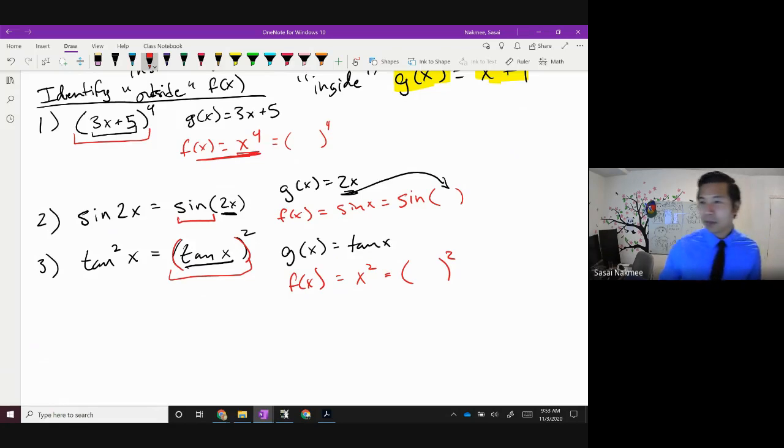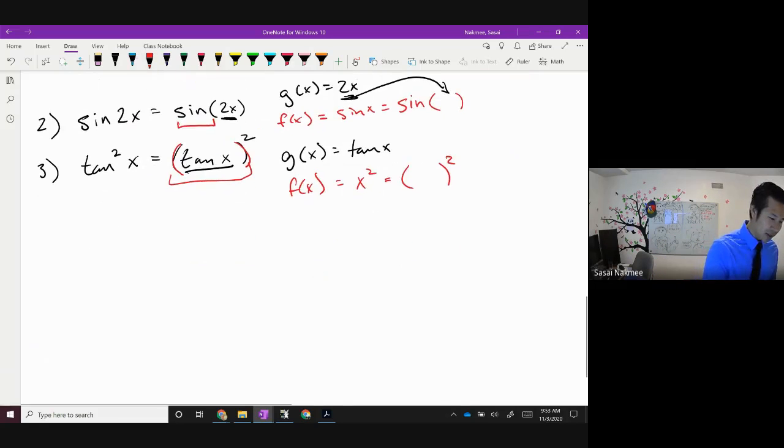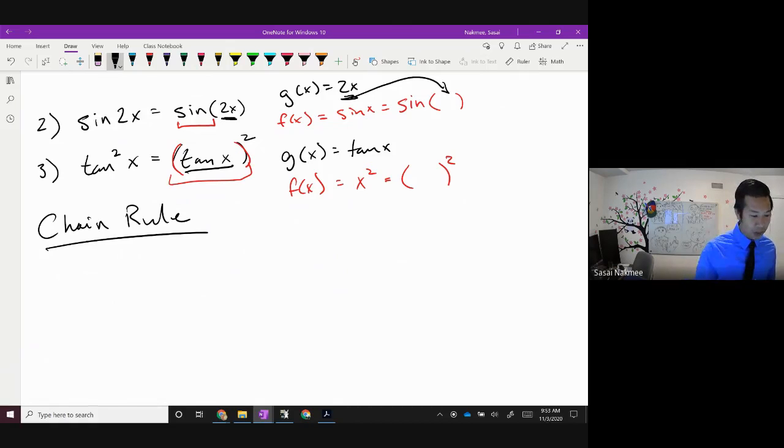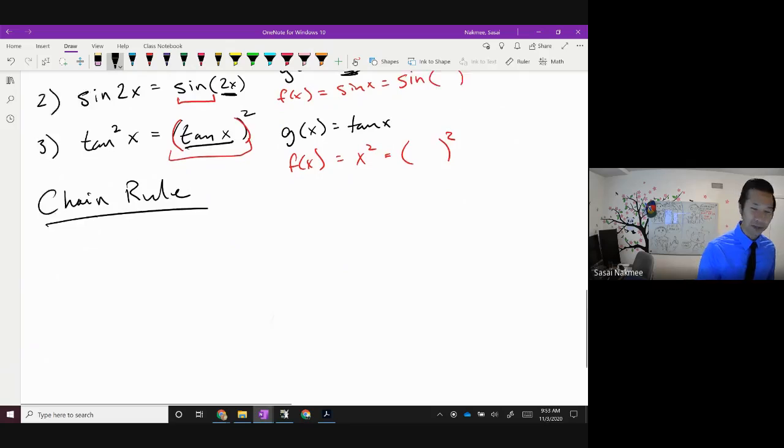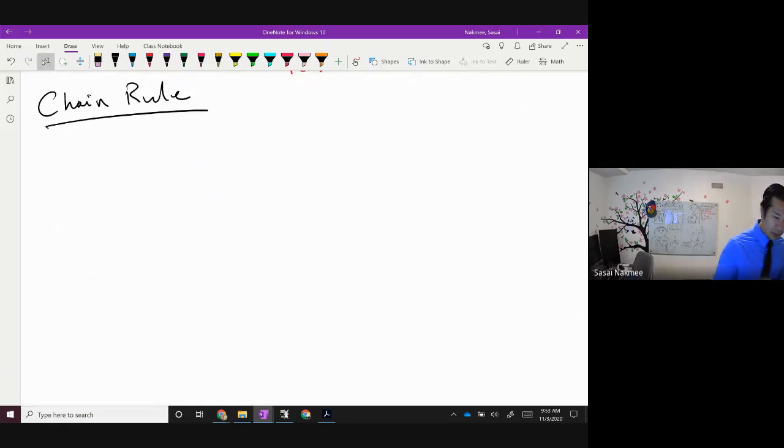And why do we need to define these inside and outside functions? Well, it basically comes down to this. Once you find those things, to take the derivative of them, it's actually fairly easy. And we use this thing called the chain rule. I know earlier I was like, well, where do we use the chain rule? But I didn't actually tell you what it was. The chain rule is this.